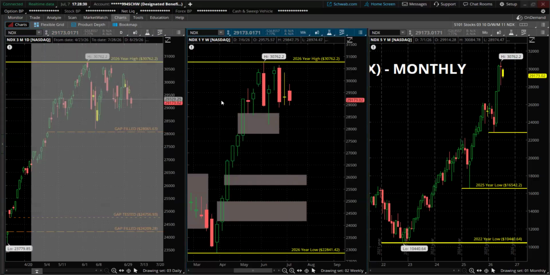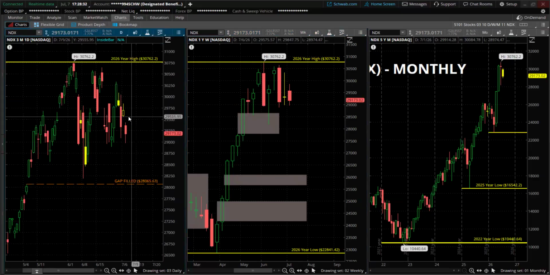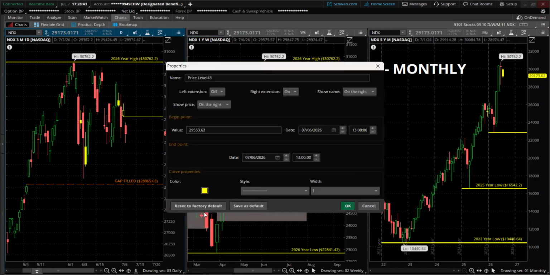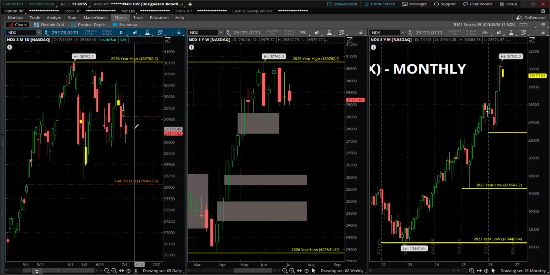The daily chart. We gapped down from yesterday. That's a gap. Yesterday was that inside candle, that yellow candle. So I'm going to label this: gap down. There's a gap here that hasn't been filled yet either.